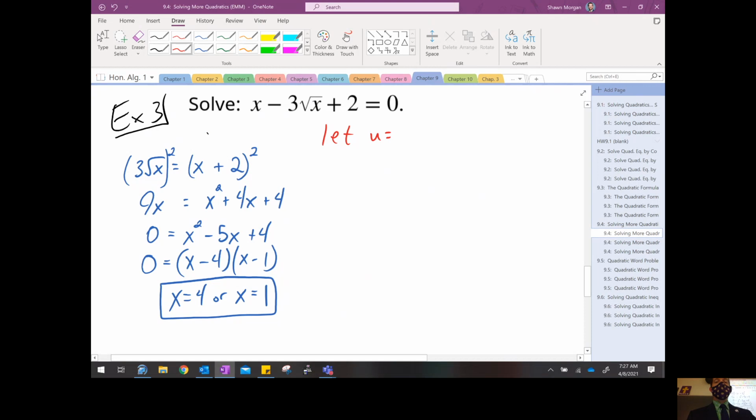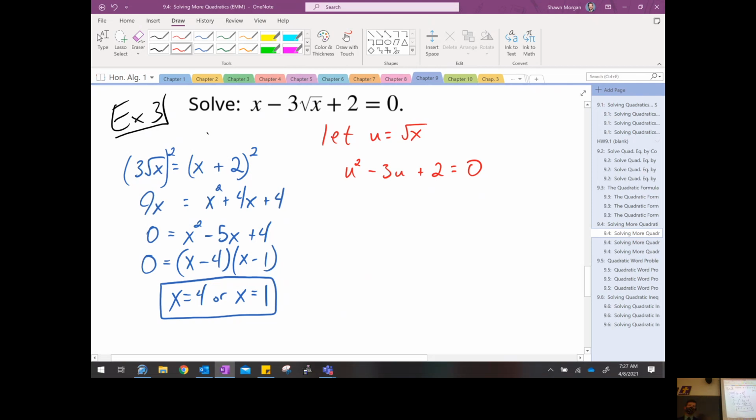Let u equal. What shows up in that middle term that you think I might have a good idea of substituting in there? Paul? Very good. Let u equal the square root of x. Now I can rewrite this problem as u squared minus 3u plus 2 equals 0.